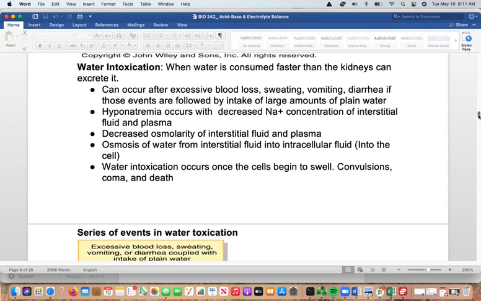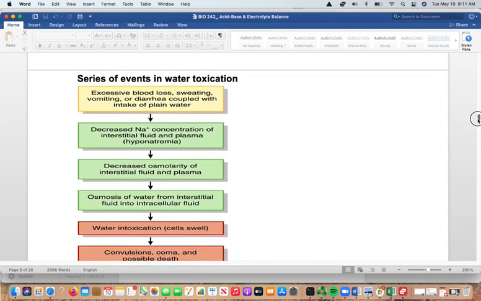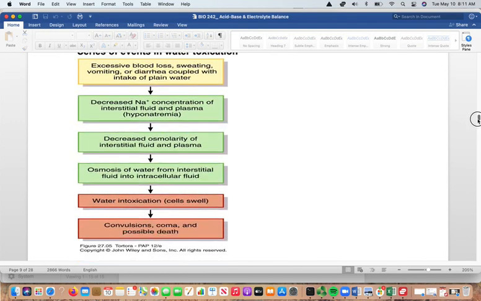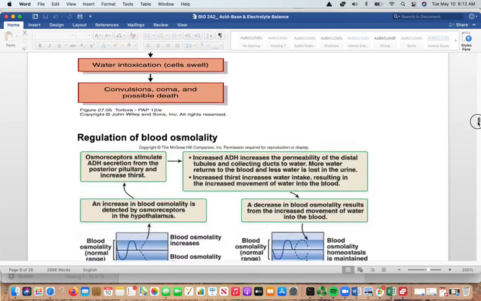They would be taking on too much water, and you would end up with hyponatremia, where you have a decrease in the sodium concentration of the interstitial fluid. What will happen then is you'll have osmosis of the water from the interstitial fluid into the intracellular fluid, and water intoxication can occur when the cells begin to swell and can lead to convulsions, coma, and death. So this is just outlining those steps.